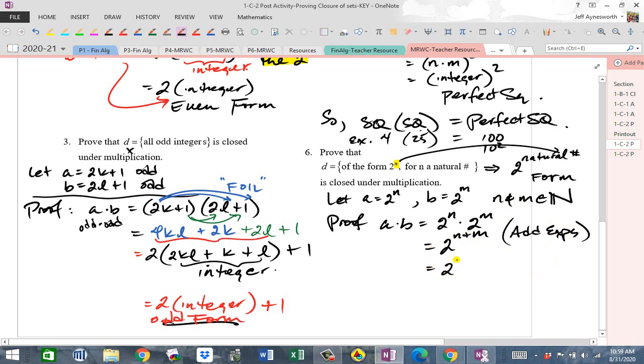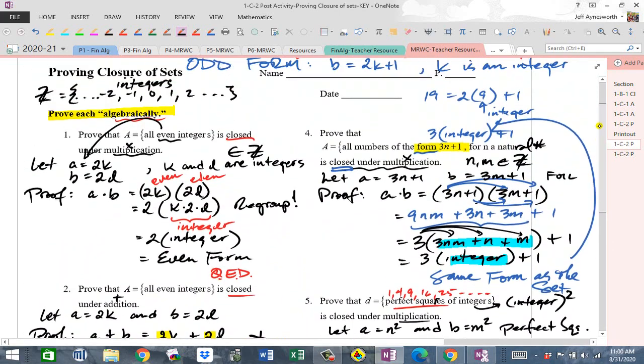So this is in the form of 2 to some natural number, which happens to be the same form as the set. So this number, whatever it may be, is still in the set, and that's why it's closed. So A times B must lie in the set. And again, you could put down QED at the end of each one of these. Quod erat demonstrandum, it's Latin. Research it, just type QED into Google, and you'll see that the Greeks used to put that at the end of every proof.